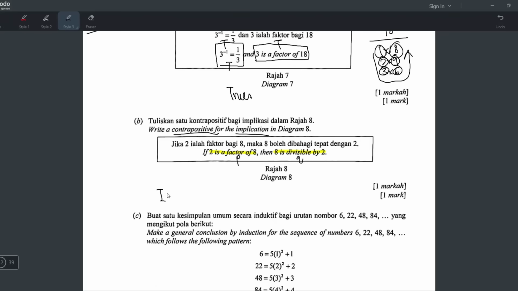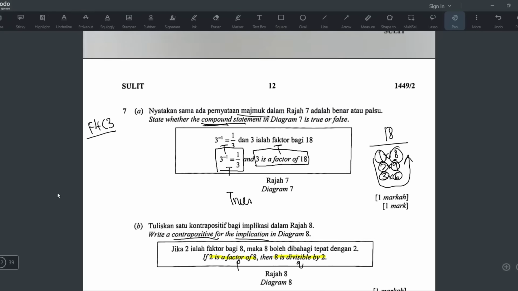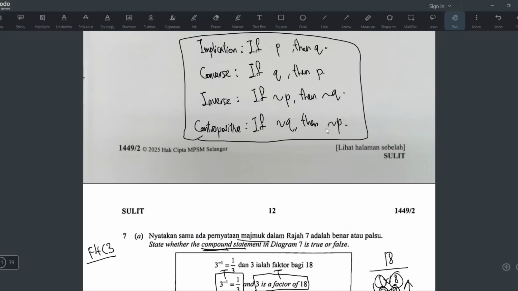So I have to write, according to the format, for the contrapositive, the format is if not Q, then not P, right? Yeah, I already remember it. So you all students have to make sure you remember this also. If not Q, then not P.